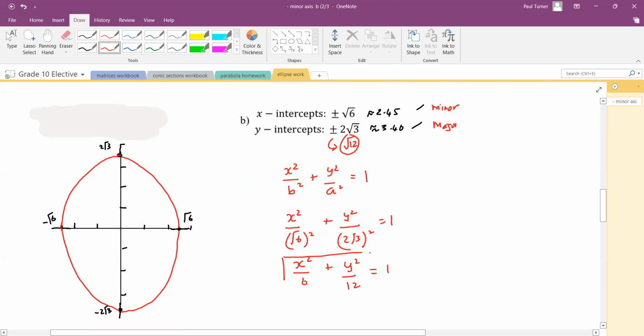So that will be our standard equation. And just noting that this is the major axis. So this is A. So A is 2 root 3 or negative 2 root 3, if you like, for down here. And that's your B value there, which is root 6.